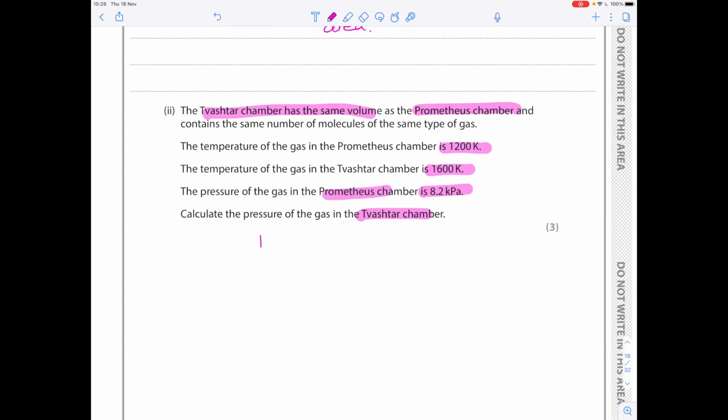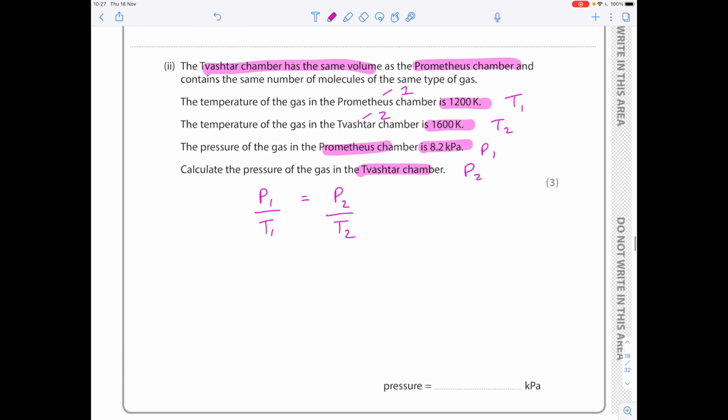So the equation we're after here is P1 over T1 equals P2 over T2. Let's label all these numbers just to make sure we're putting them all in the right place. Let's call Prometheus number 1. Let's call Vashtar number 2. So this is therefore going to be T1, T2, P1, P2. The units are okay because we're in kPa still. So P1 is 8.2. T1 is 1200, P2 is what we're after, and T2 is 1600.